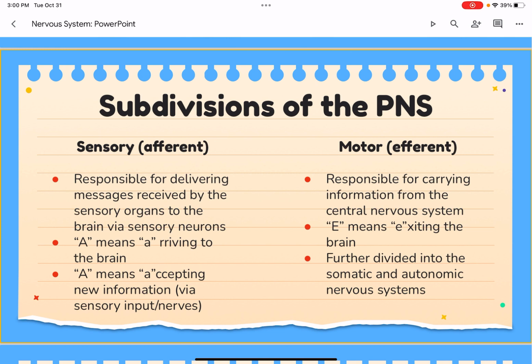The somatic and autonomic divisions of the peripheral nervous system have afferent nerves, also called sensory nerves, which transmit messages from receptors to the central nervous system, and efferent nerves, also called motor nerves, which transmit information back from the central nervous system to the structure that must respond.